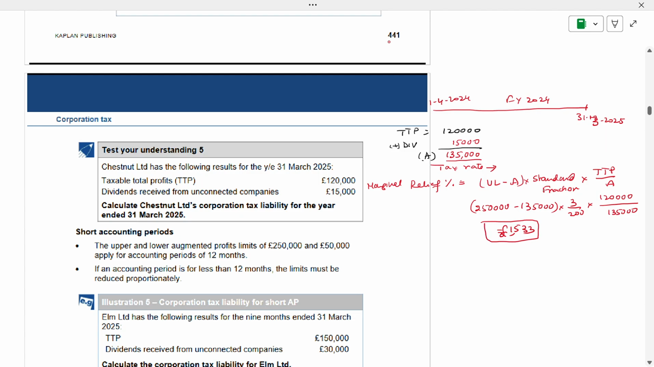times TTP. TTP is 120. Augmented profit is 135. How much will you get? Tell me. 1,533.